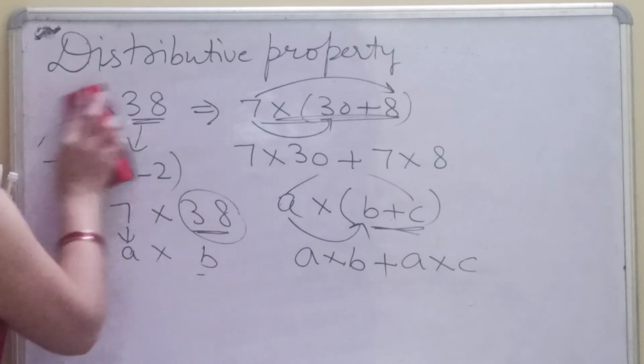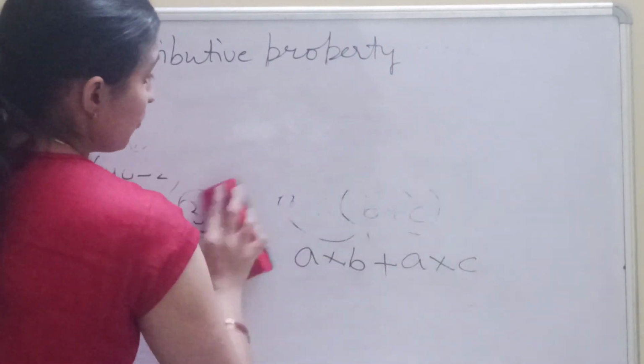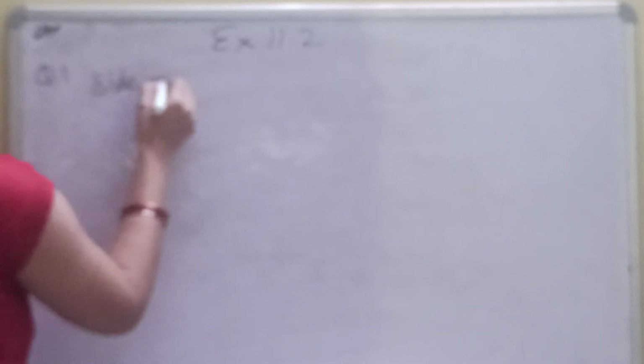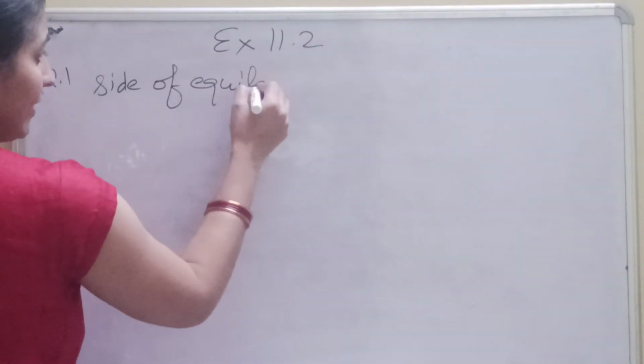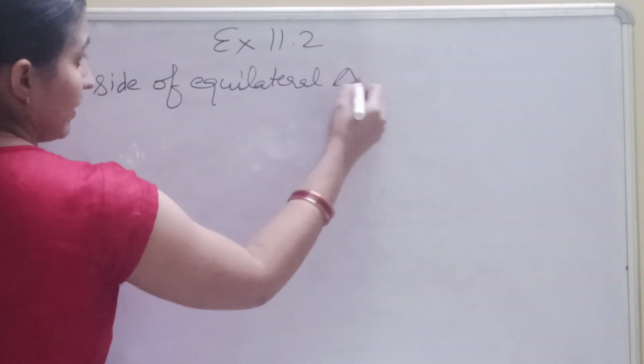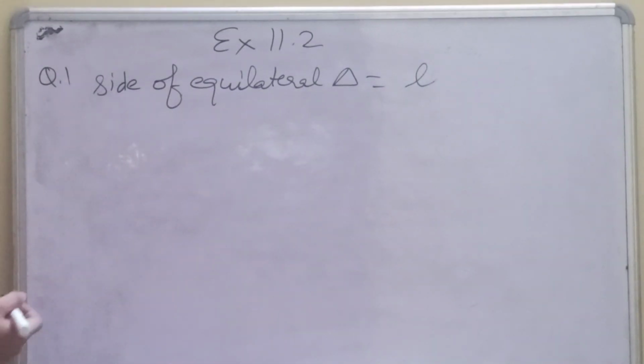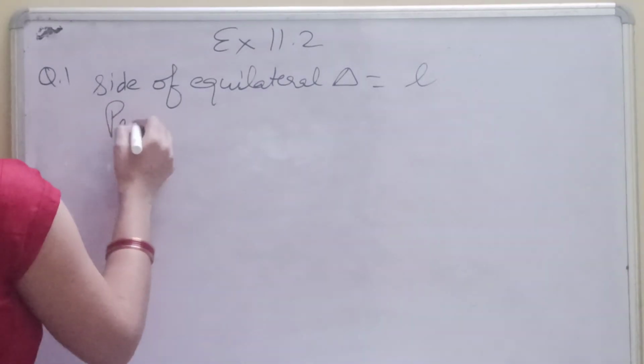Now let's discuss the questions of exercise 11.2. Let's start quickly. The first question is: the side of an equilateral triangle is shown as L. So the side of the equilateral triangle is L. Now he is saying, find the perimeter of the equilateral triangle using L.